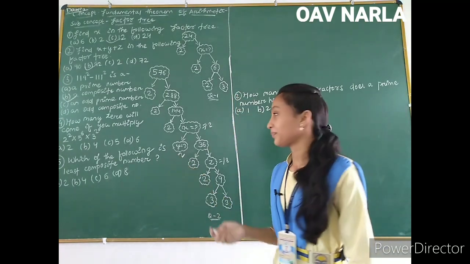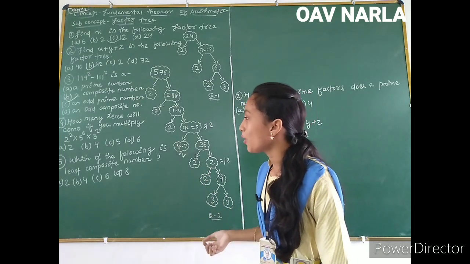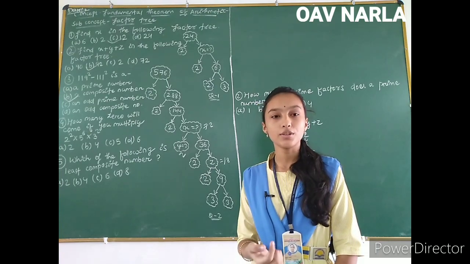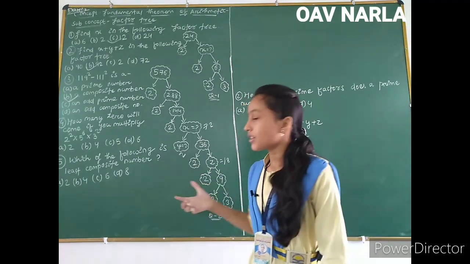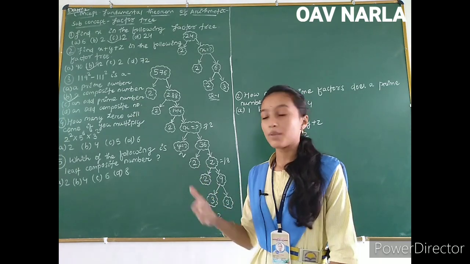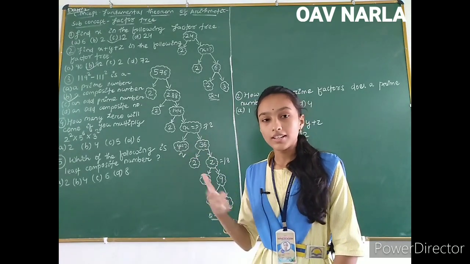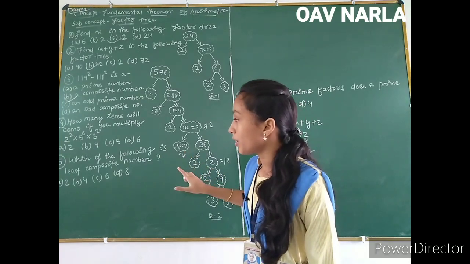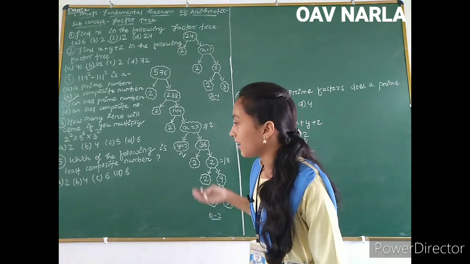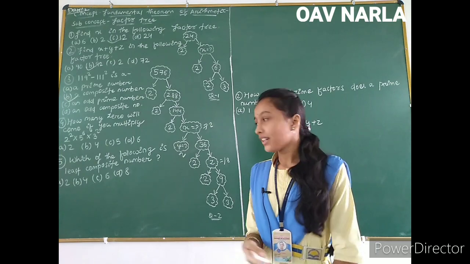Let's move to question number 4, which says, how many zeros will come if you multiply 2 squared into 5 to the power 6 into 3 squared? You need not multiply the whole number, just look at the minimum power of 2 or 5 here. The minimum power is that of 2, which is 2, because the power of 5 is 6 and 6 is greater than 2. That's why this number is going to give you 2 zeros at the end.